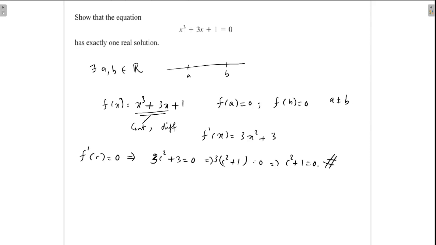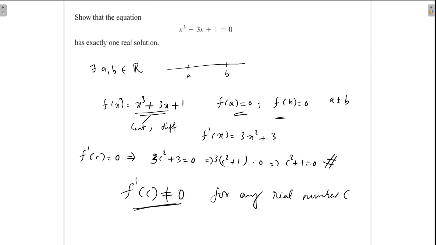This is a contradiction because c^2 + 1 is always a positive quantity greater than or equal to 1. So this can never be 0 for real numbers. But Rolle's theorem said that whenever this happens, there exists at least one point c such that f'(c) = 0. Clear? In this case, f'(c) is never 0, since it is c^2 + 1. That means f'(c) is never 0 for any real number c. So this contradicts the statement of Rolle's theorem.